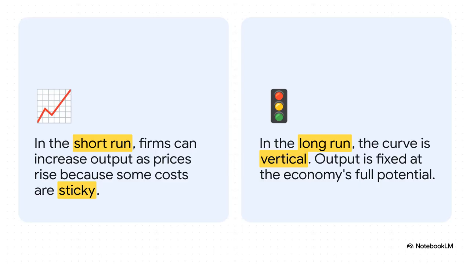Now, this is a really important distinction. In the short run, things are a little flexible. If prices suddenly go up, a company might be able to squeeze out a little more product because their costs, especially wages, are kind of sticky. They don't adjust right away. But that can't last forever.